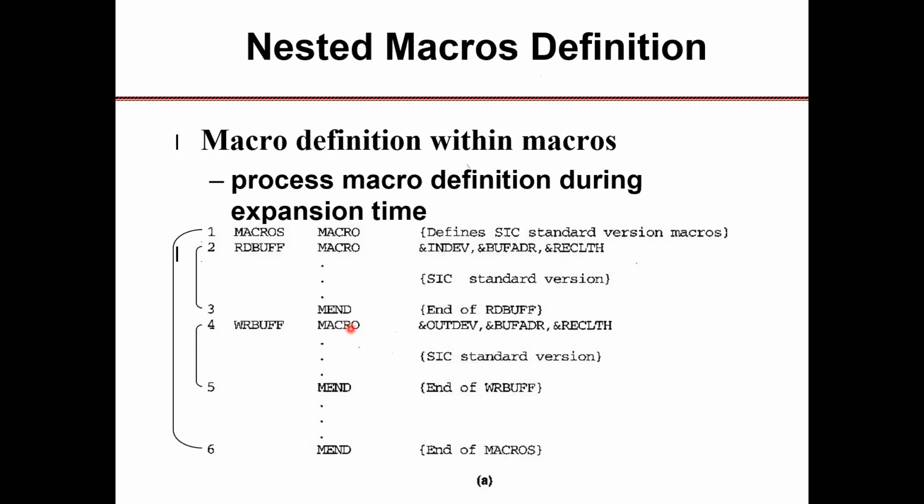Standard data throughput. So we have the write buffer, define the macro, and now it's out device, buffer address, and rec length. So you notice that buff address and record length are the same. The only thing that's different is input device and output device. And then whatever code we need to do that work. And then there's the mend for that macro.